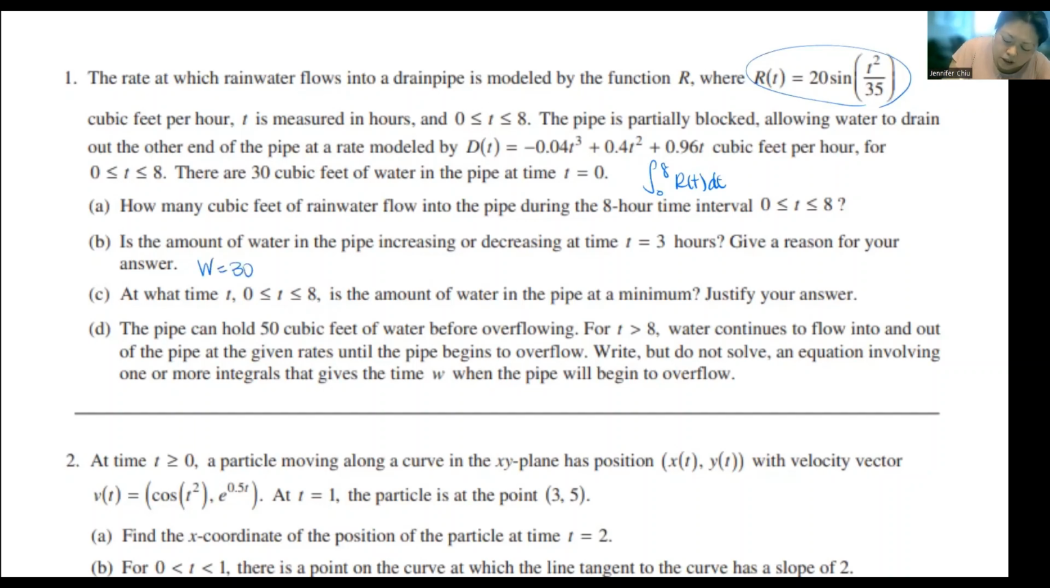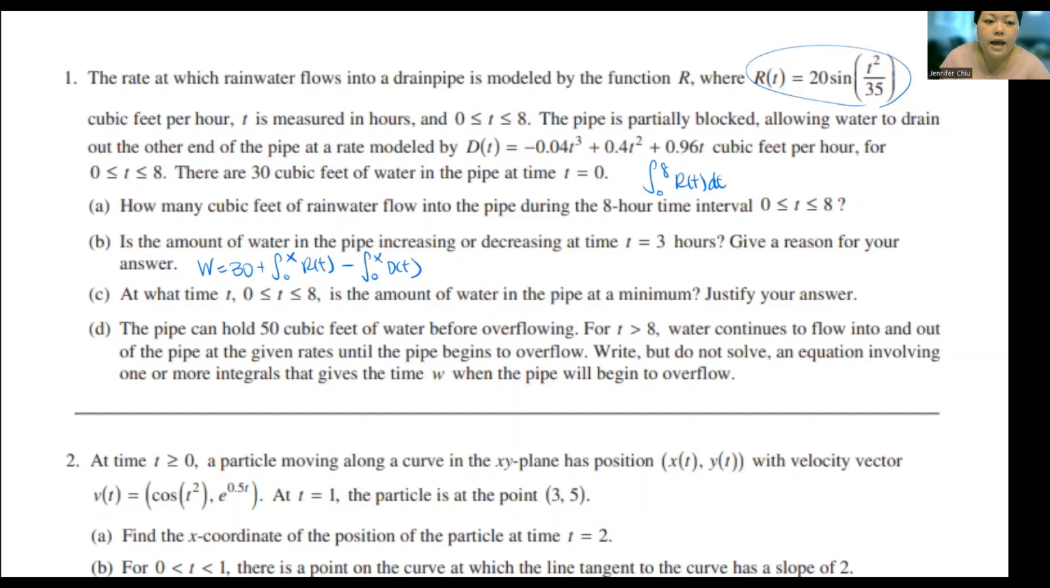It started with 30 cubic feet of water, and then you are adding in, so adding in 0 to x, x is how many hours this is happening, of R of t, and then minus draining out, so 0 to x of D of t. So this is your official equation for the amount of water that is in this drain at a particular time.